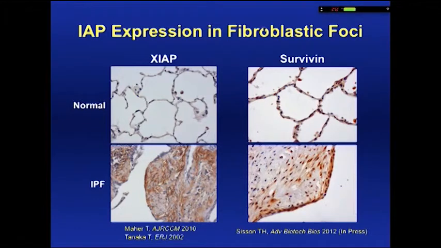Toby also looked at Survivin in fibroblastic foci, again showing that it's there. It's expressed in the fibroblastic foci. Unlike XIAP, there's also very robust expression of Survivin within the overlying epithelium as well, and I'm not going to show this, but it's also strongly expressed in the bronchial epithelium.